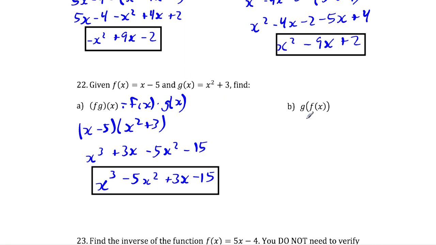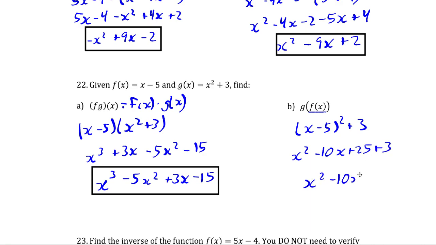And so if we have g of f of x, we start with g of x, right? So g of x is x squared plus 3, but we're replacing the x with f of x. So that's x minus 5. So now we just clean this up. So we get x squared minus 10x plus 25 plus 3. So that's x squared minus 10x plus 28. And so that gives us our final answer there.